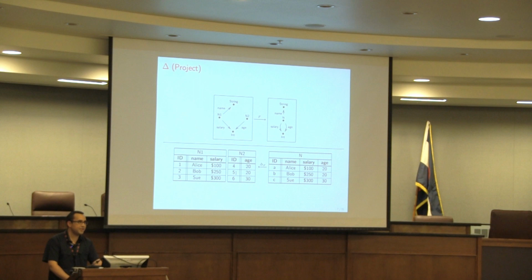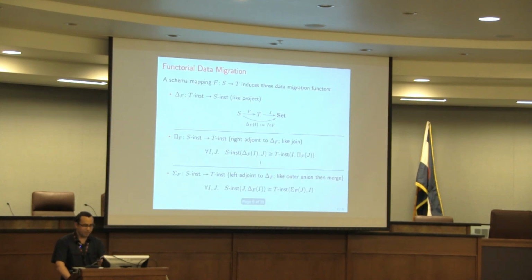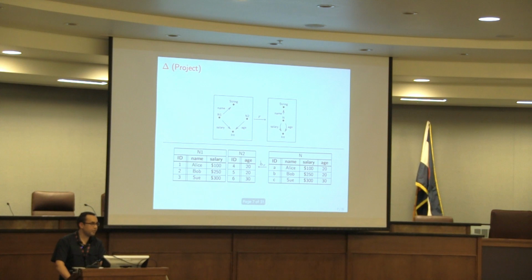So I'll pause for questions here. This is usually the place. Yep, lots of hands. Okay. Yes? So are F and delta F adjunctions? So the question was, are F and delta F adjunctions? And the answer is no. So given F, you get a delta F. And the adjoints to delta F are other operations that I'm going to show next. They are the pi F and the sigma F. So each functor induces three operations. Yeah. Other questions?